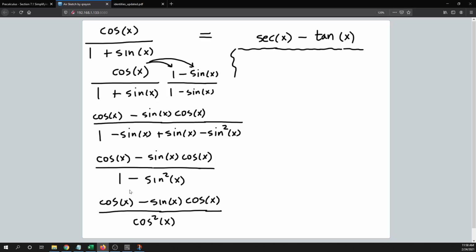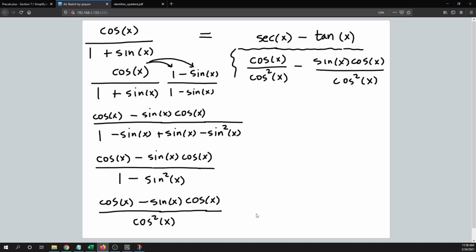Okay, so what I'm going to do is, now that I've got just cosine squared in the bottom, I can split up the terms in the numerator over that term in the denominator. So I have cosine x over cosine squared x minus sine x times cosine x, all over cosine squared x.